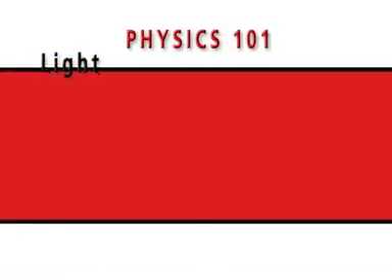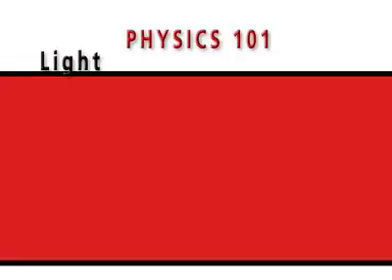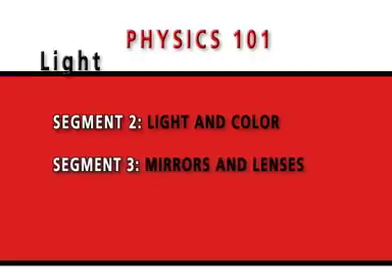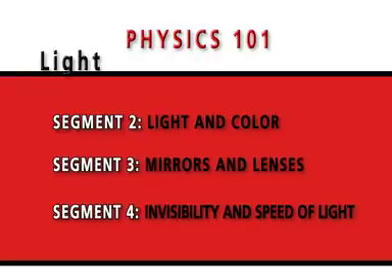The physics of light will be covered in several segments. Segment 2 covers the basics of light and color. Segment 3 is on mirrors and lenses. And Segment 4 covers the prospects of invisibility and the speed of light.